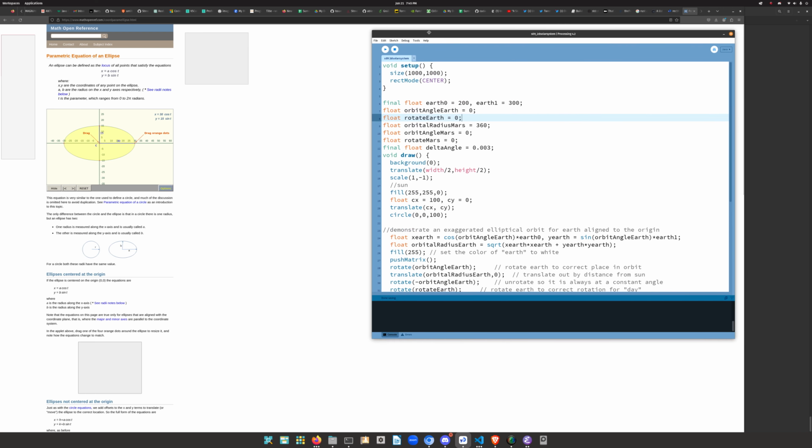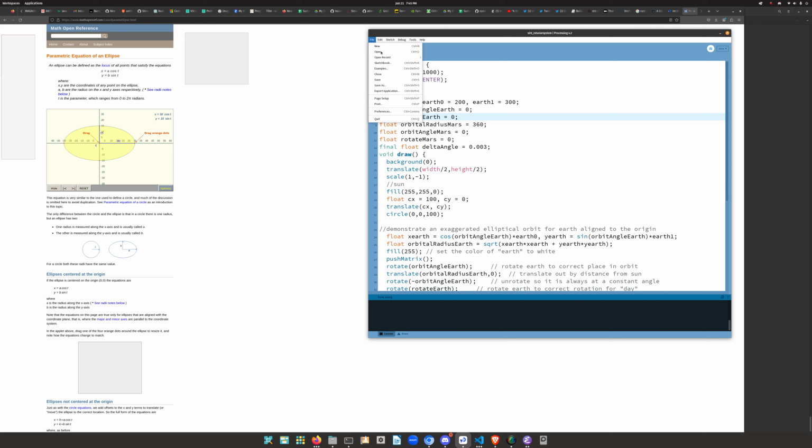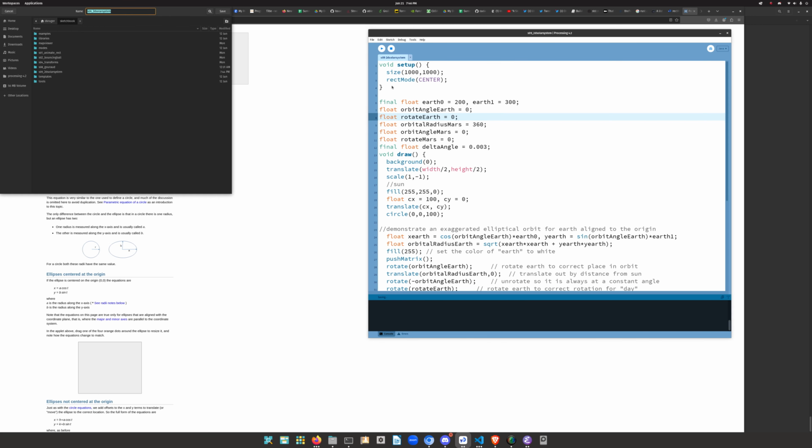So keep this file, save as. So this is going to be S10. 3D solar system.